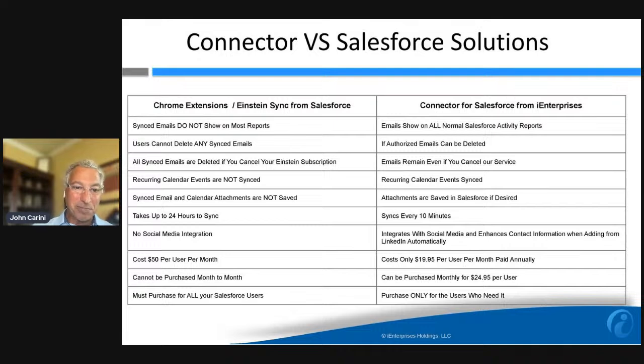And there's more. The synced emails don't show on reports with Einstein Activity Sync, which is really odd. Most reports don't include them because it's outside of your normal Salesforce environment. And ours just show on all the normal reports, all the normal activity reports.